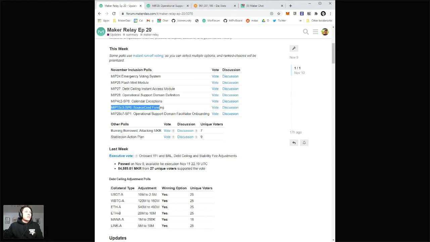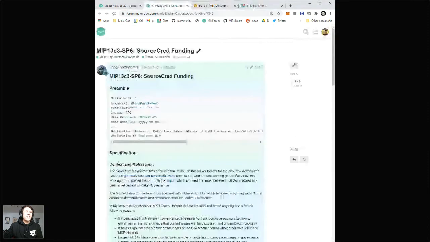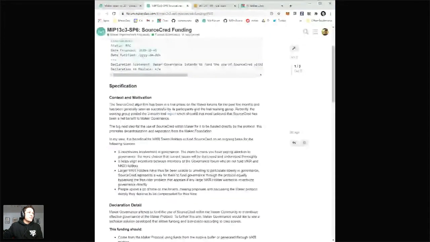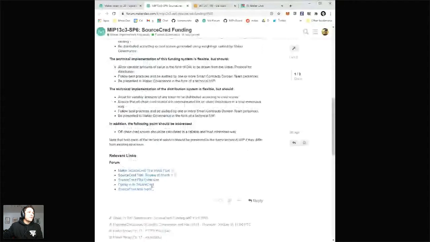And then the last one is the SourceCred funding. So if you've been around, specifically on the forums, you'll know that we've been running a really interesting experiment. The Maker Foundation has been funding SourceCred. I don't want to butcher it, so I want to go into the discussion thread and check it out. But I believe it's like 10,000 DAI a month. I might be wrong about that. Actually, here's the final report. Let's check out the final report.